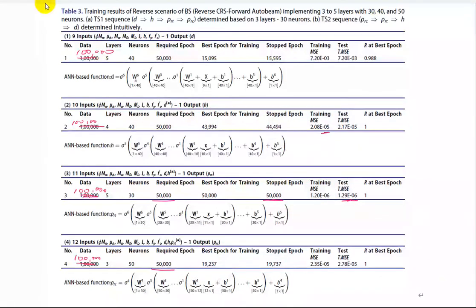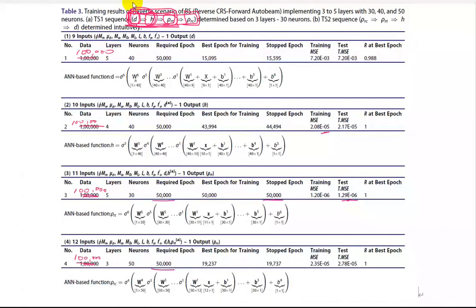One of the important things here is the sequence of your training outputs. Here we train D and H and RORT and RORC. The sequence of training outputs is very important in these trainings. Like you see over here, when you train D first, the D is used here to train H, and after you train H, D and H are used here to train RORT, and after you train RORT, all these three parameters are also used as input parameters to train RORC.